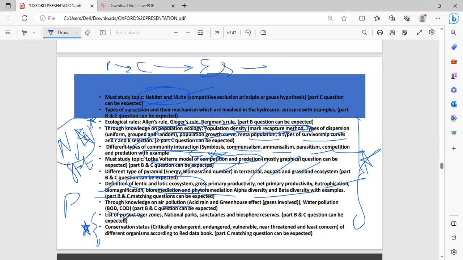The list of Project Tiger Zones, national parks, sanctuaries, and biosphere reserves. First of all, definitions. And next, examples. Conservation strategies. In this endangered, critically endangered, we have to remember the examples of animals under this endangered category, vulnerable category, near threatened, like that.